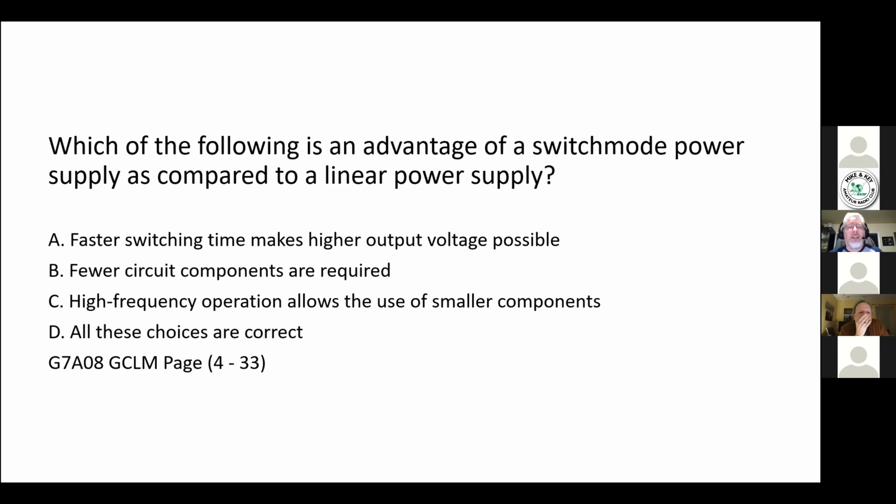Which of the following is an advantage of a switch mode power supply as compared to a linear power supply? A, faster switching time makes higher output voltage possible. B, fewer circuit components are required. Or C, high frequency operation allows the use of smaller components. Or D, all these choices are correct. Charlie is correct. You can use smaller components. That's why we get the really small wall warts.